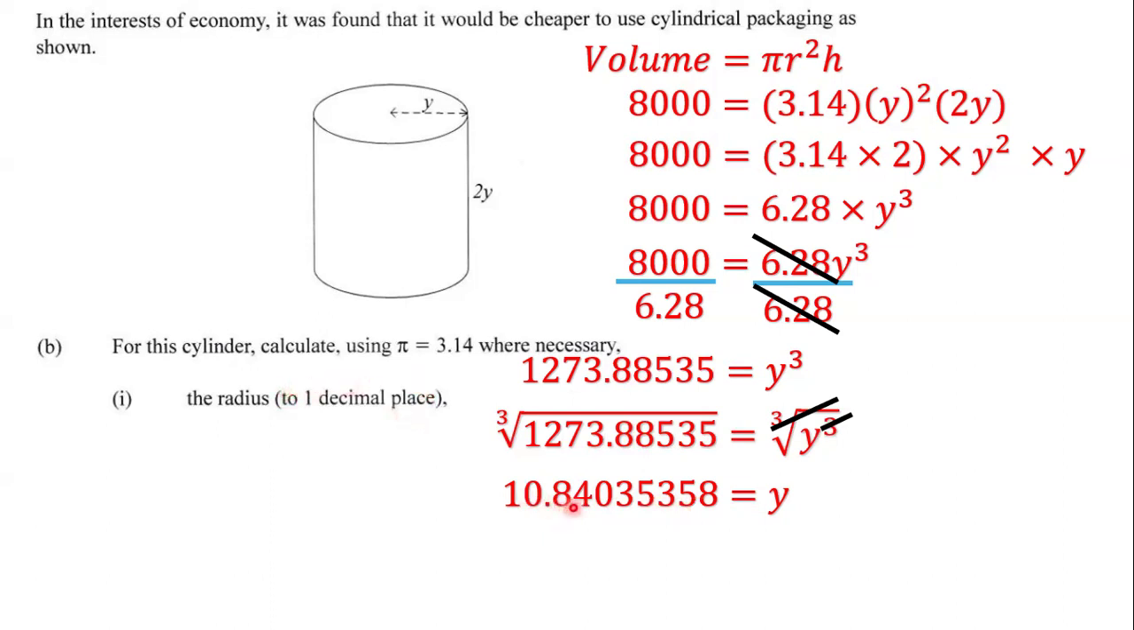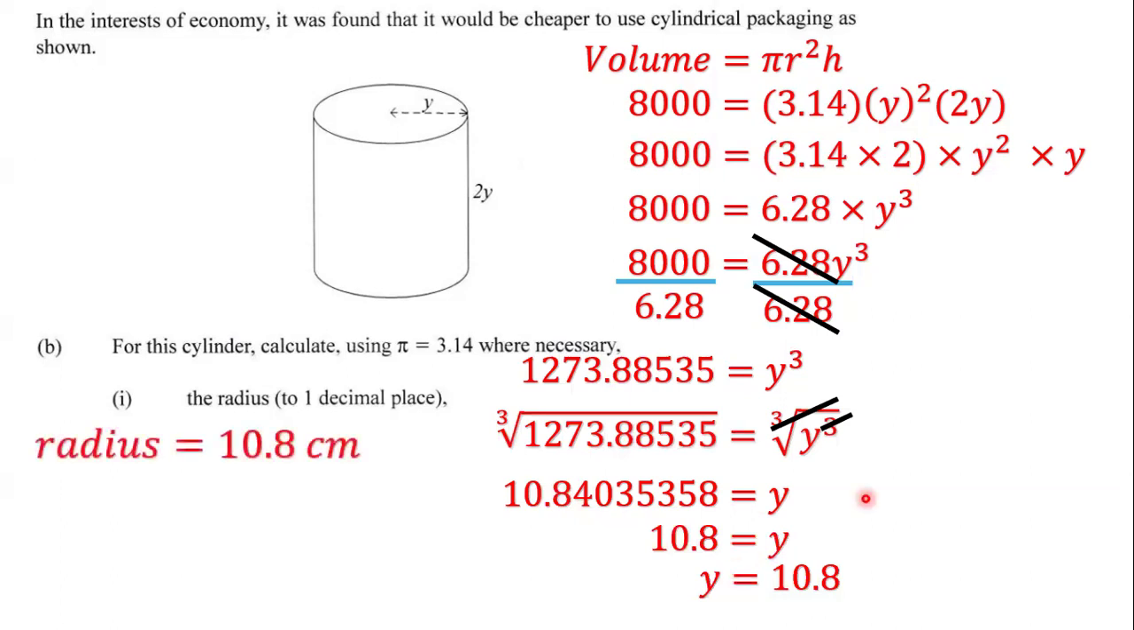And so that means that we look at this number, and this number is 4. Since 4 is less than 5, we cannot add 1 to 8. And so that means that we're just going to have 10.8. So the radius, which is y, is equal to 10.8. That's the answer to this question. The radius is 10.8, correct to 1 decimal place. So 10.8 centimeters is our answer.